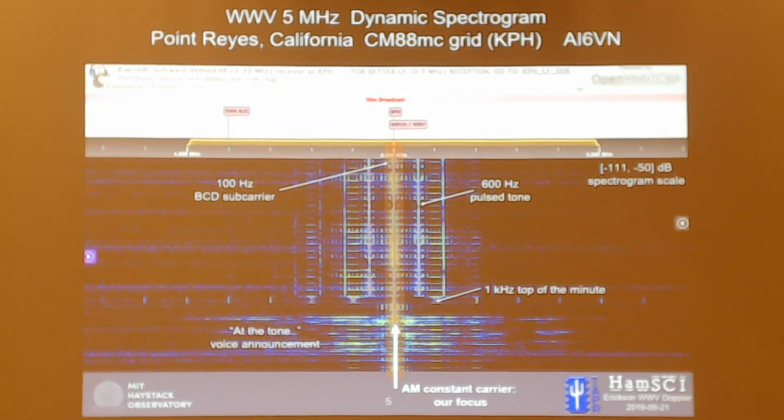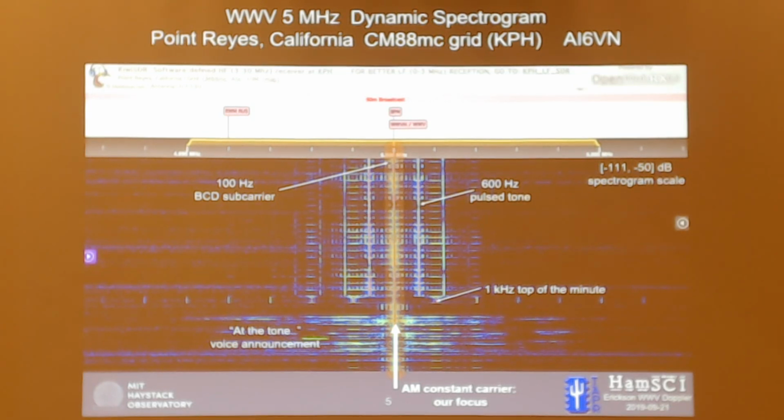Thank you to Rob, AI6VN. I pulled this off the web last night. This is the Kiwi SDR at KPH. And what we have here is WWV at 5 megahertz. This is 4.995 and 5.005, so this is 5 kilohertz on either side of the carrier. I happened to click the place that said, at the tone. So there it is, I'll let it play while I'm doing that.